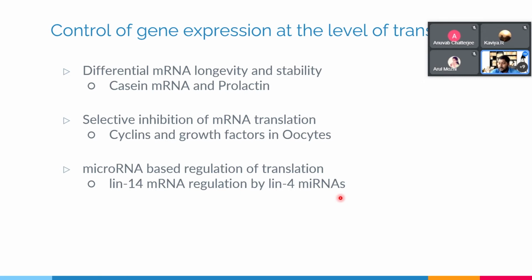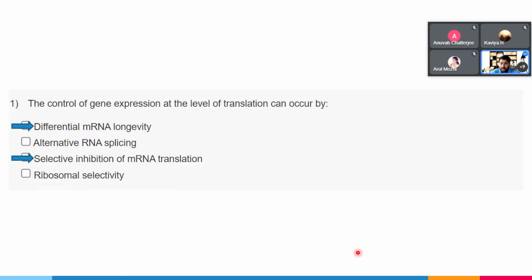Okay, all of this is already what we discussed, and thus the question gets everything together. So the answers to the question are differential mRNA longevity and selective inhibition of mRNA translation. Alternative splicing is not there because it is a post-transcriptional modification, and I do not think there is something as ribosomal selectivity. So this was just there.